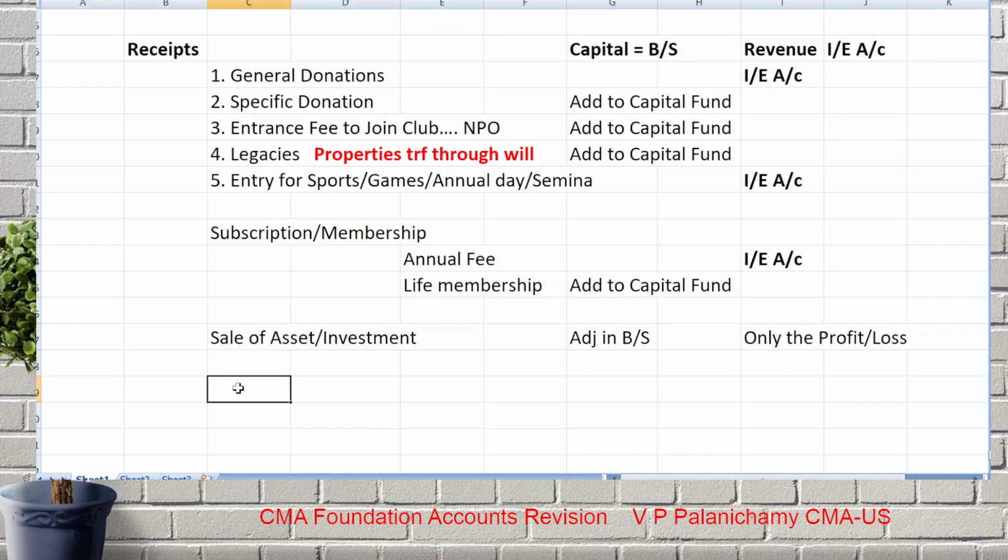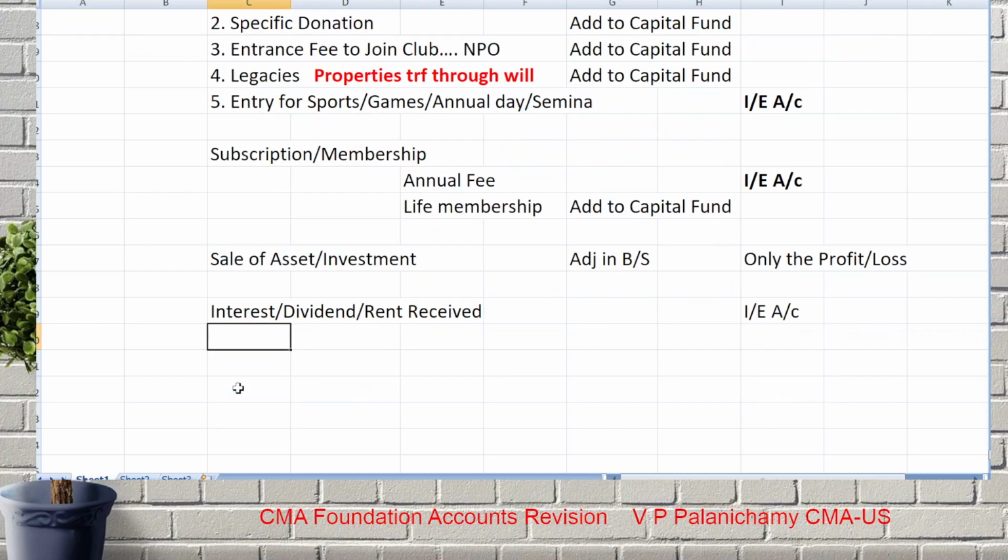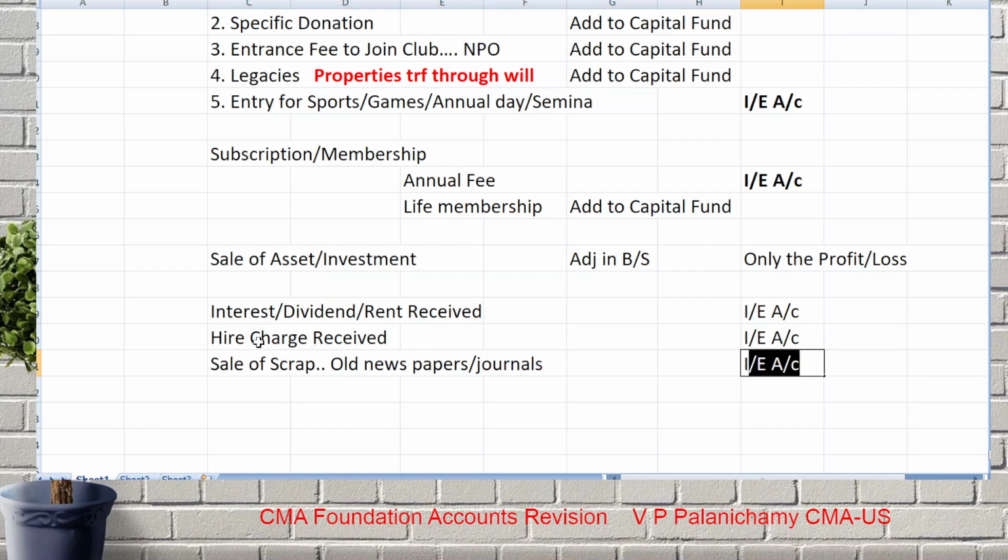Next, what about interest, dividend, rent received? It's an income, taken to the income and expenditure account. What about hire charges received? Also income and expenditure account. What about sale of scrap, like old newspapers and journals? It's an income, taken to the income and expenditure account.